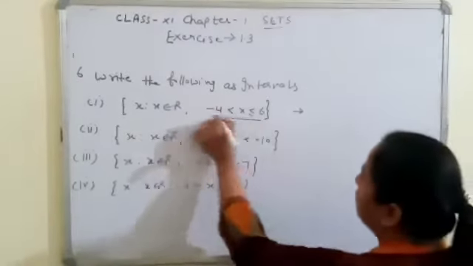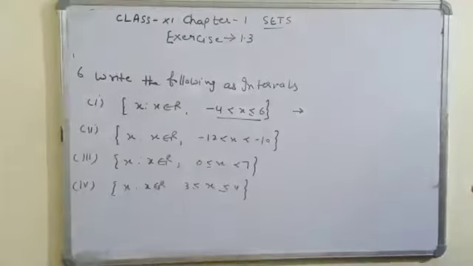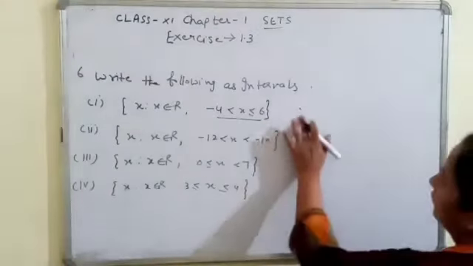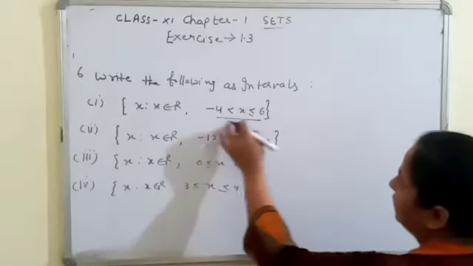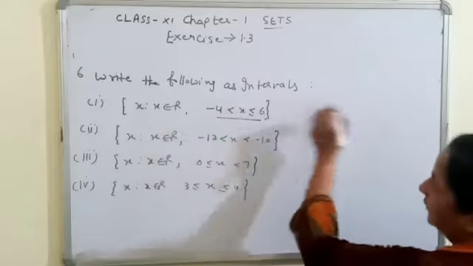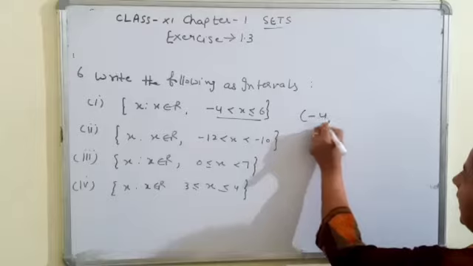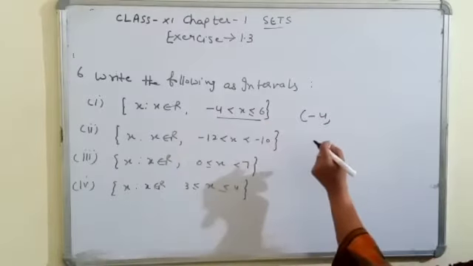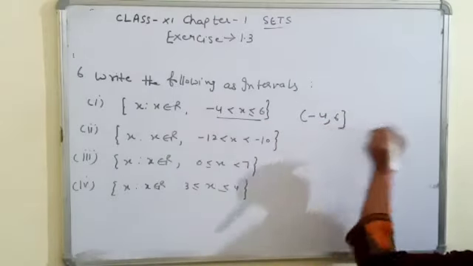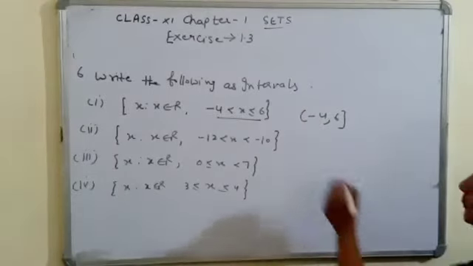You can see in this statement, x is greater than -4 and less than or equal to 6. So on the left side, x greater than -4 represents the open interval, and on the right side, less than or equal to represents the closed interval.